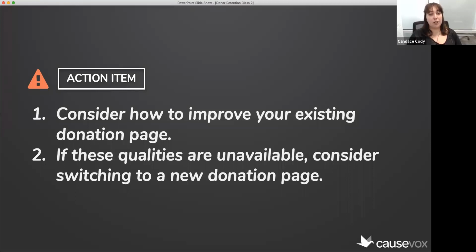So an action item for you is to consider how you can improve your existing donation page. And if you aren't finding that the qualities are available with your current solution, I would consider switching to something else that's going to be able to help you convert and also continue converting existing donors on your website.